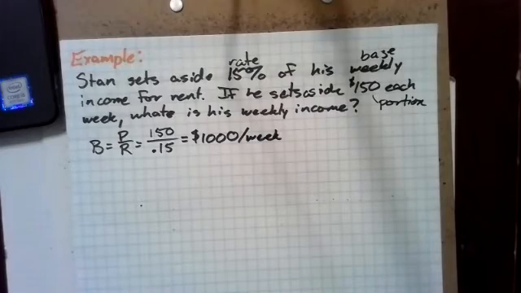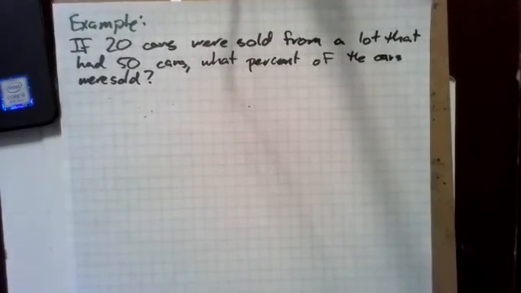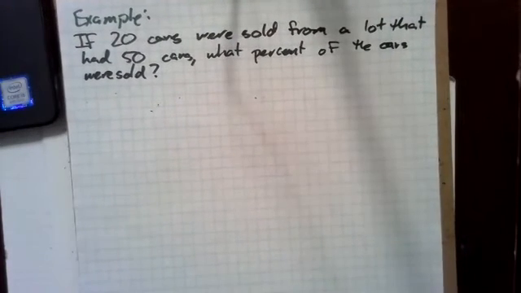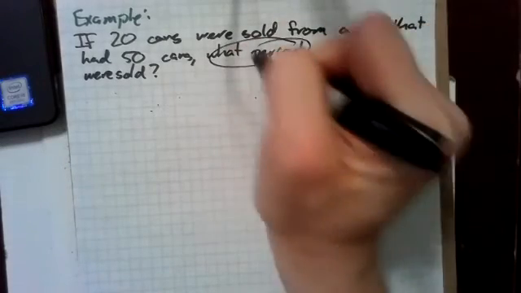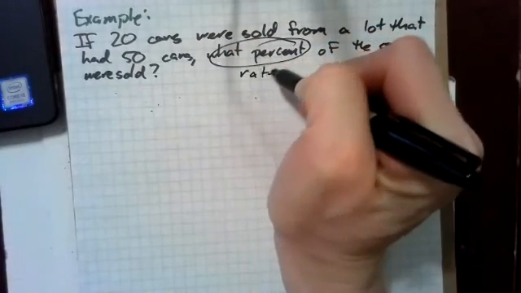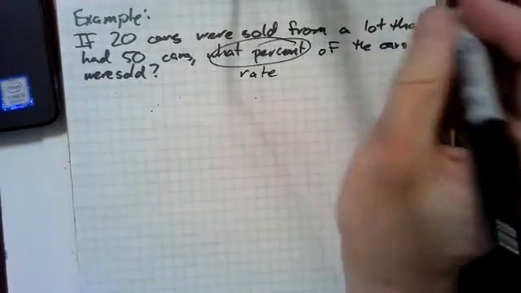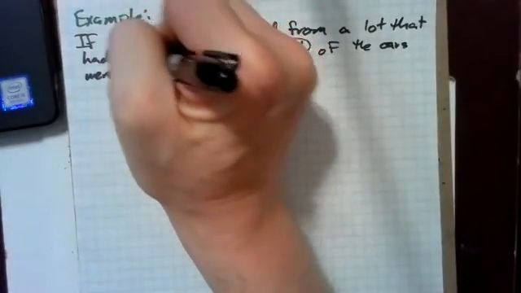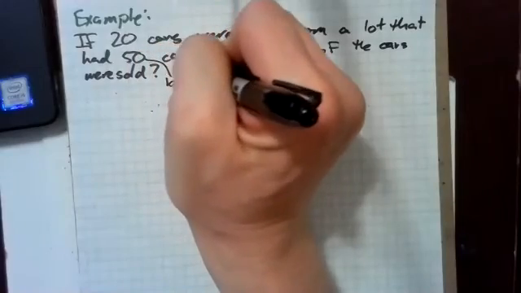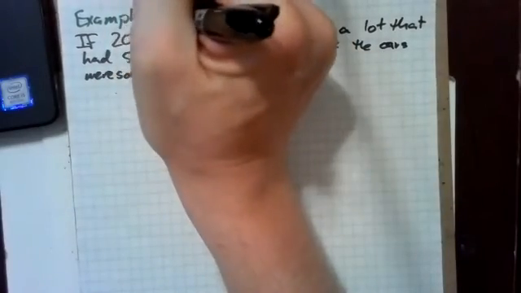For our last example, if 20 cars were sold from a lot that had 50 cars, what percent of the cars were sold? What percent? That means we're looking for the rate. There were originally 50 cars. That's our base. 20 cars is our portion.